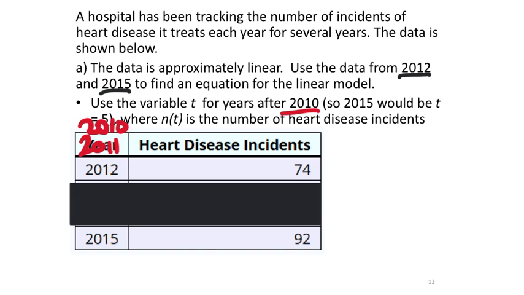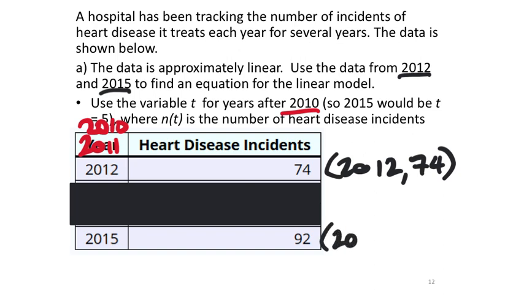Is it always going to be linear? No. But if things stay approximately the same, then it should be approximately linear. You should see a rate of change that stays approximately the same, okay? So that means that we're looking at two ordered pairs right here. This would be 2012, 74, and then this one would be 2015, 92.